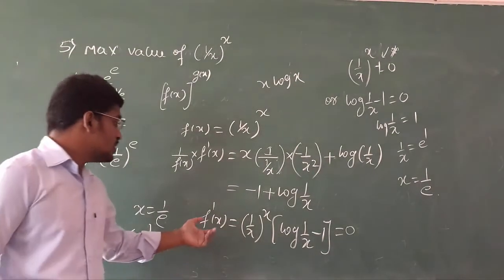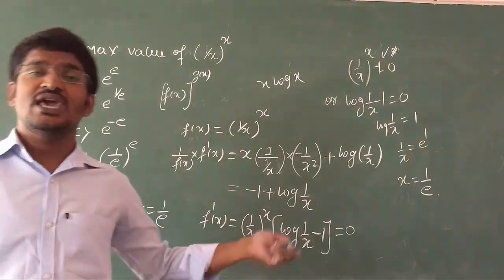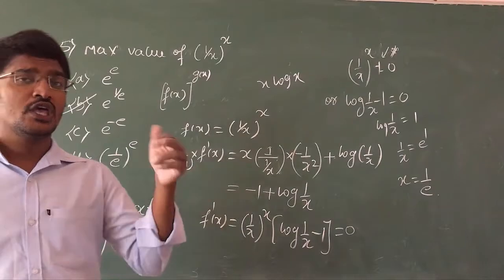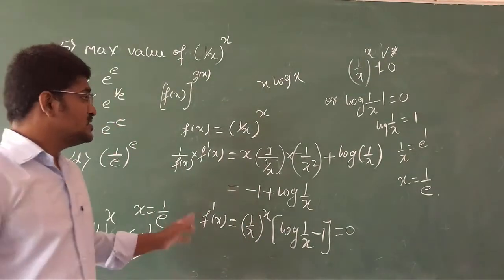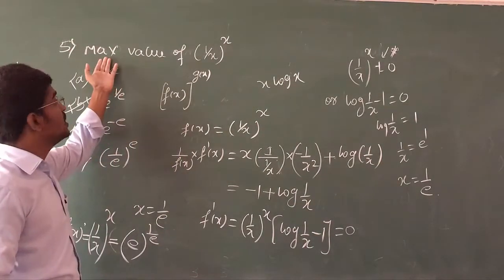Here don't sit with solving f double dash of x. You will have a very lengthy problem if you calculate f double dash of x. So you skip all those steps. Just you got one root. For that one root, they are asking only the maximum.